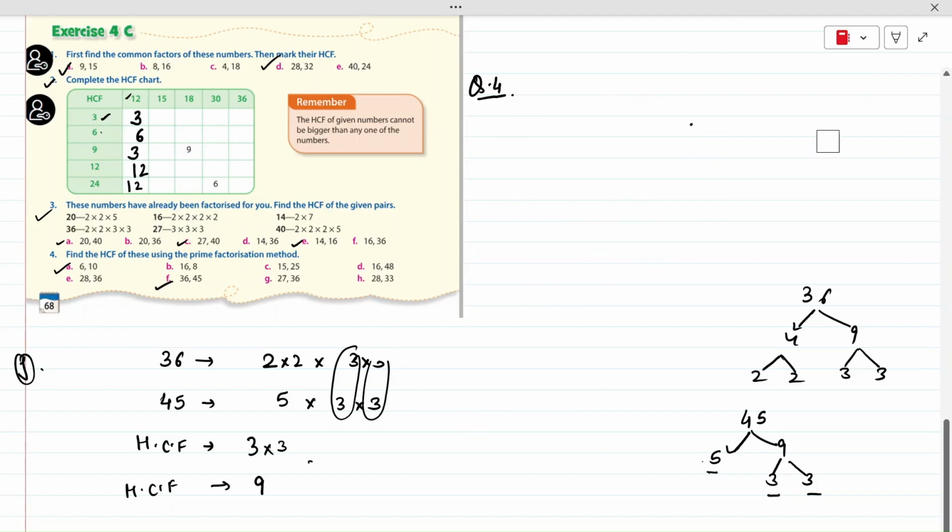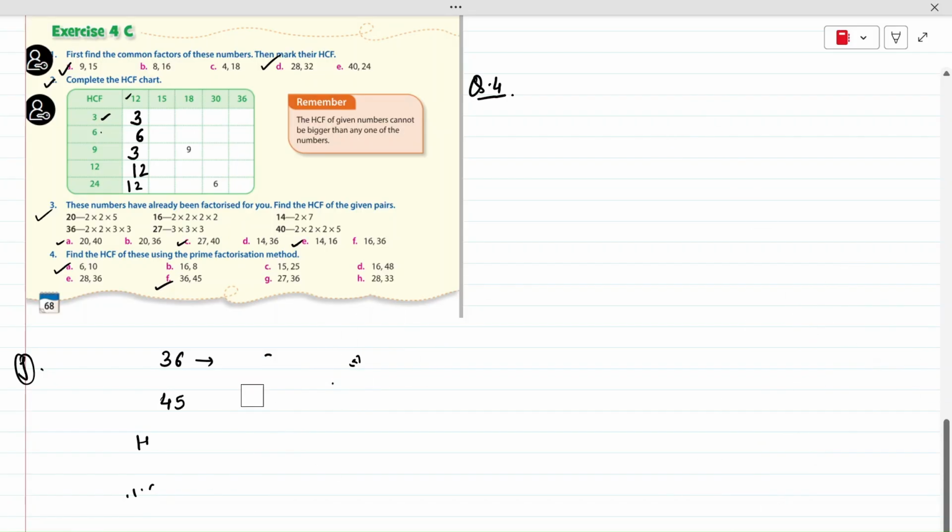Now let me pick one more part here so that you understand it well. And please, kids, practice all the questions, all the parts. And if you have any confusion, you can always email me. Okay, let me do the G part.